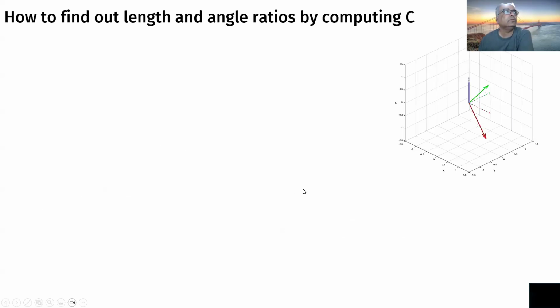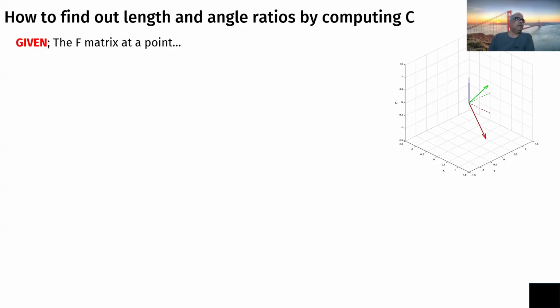Okay. So how to find out length and angle ratios by computing C. We remember this previous problem where we showed that the original dotted lines became the solid lines that you can see in the picture. So the x-axis line element becomes the red arrow, the y-axis line element becomes the green arrow, and the z-axis line element becomes the blue arrow. And you can see that what used to be perpendicular now looks at some funny angle, and we want to be able to compute all these angles.